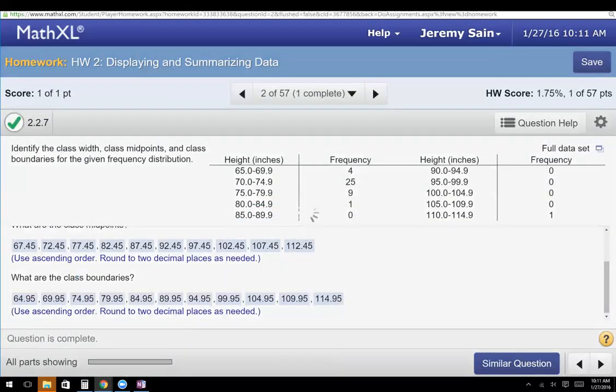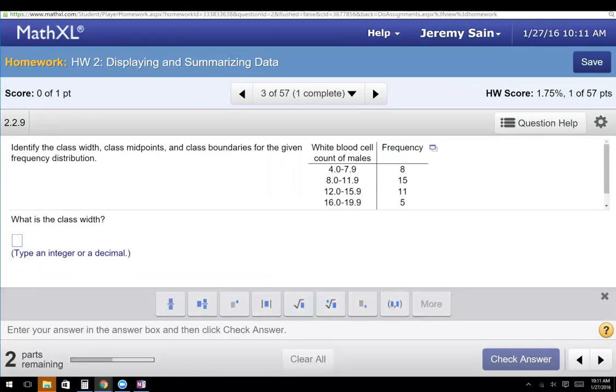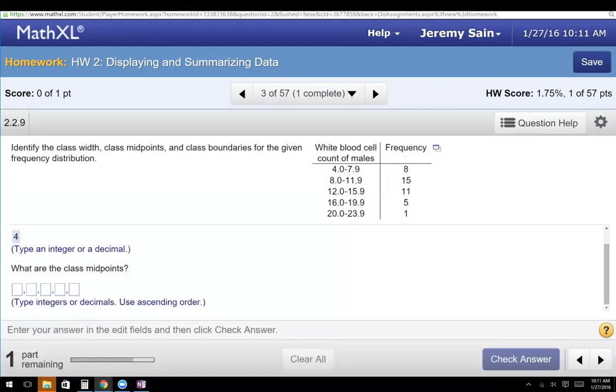Okay, that was silly. All right, let's do one more, and then we'll call this good, because it's really easy, as y'all can tell. So what's the class width? 4.